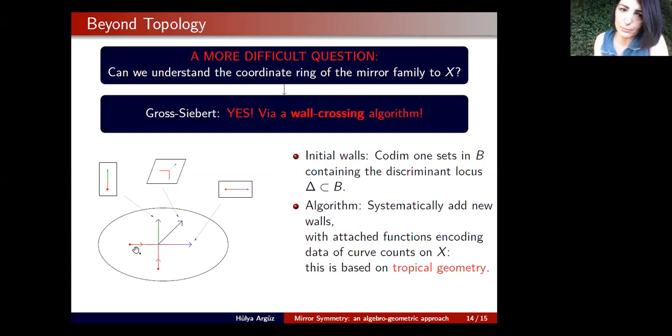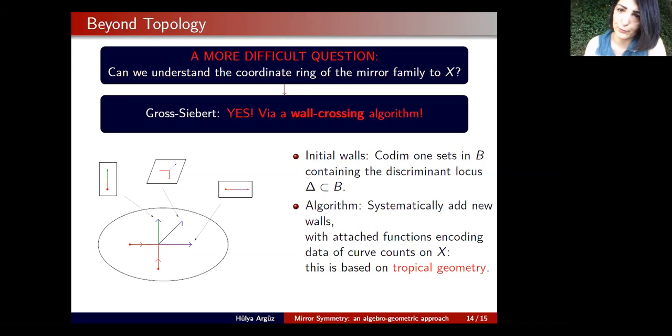So there are some chambers which are separated by the walls. These are going to correspond to the elements of your affine cover, spec of some things, and then on the walls you're going to have attached functions which are going to tell you how to glue together these elements. So the counts of curves are encoded in this algorithm in a combinatorial way, and for this you use tropical geometry.